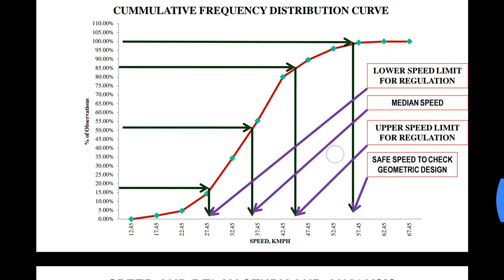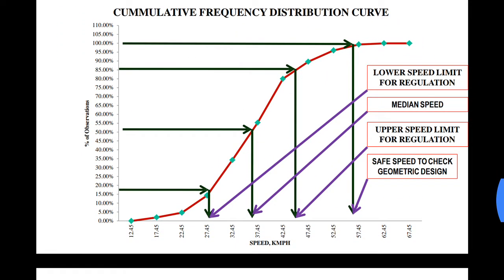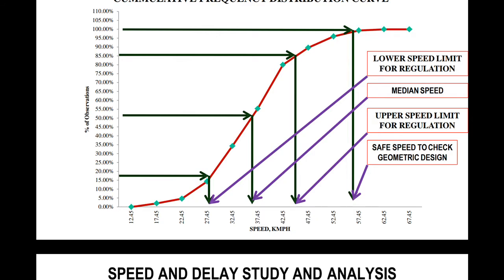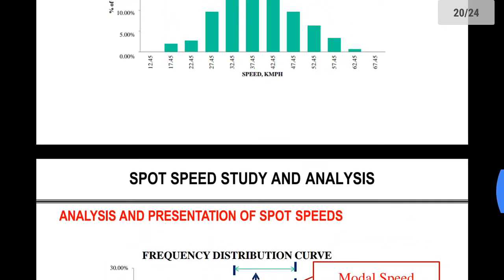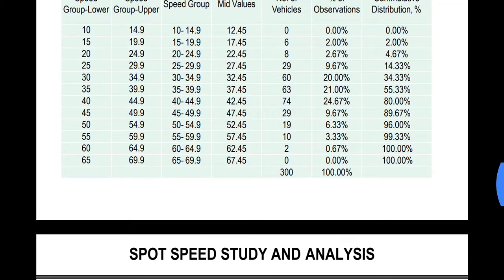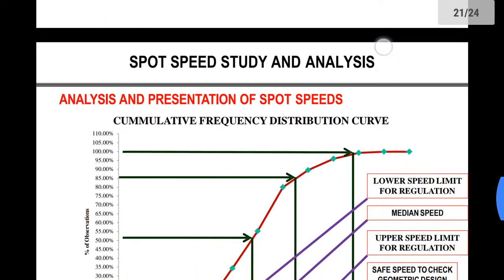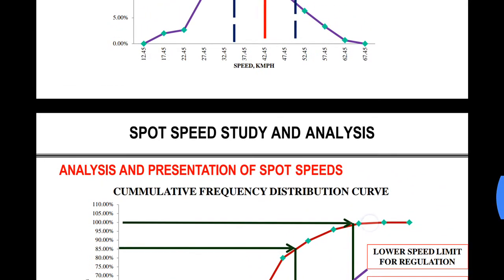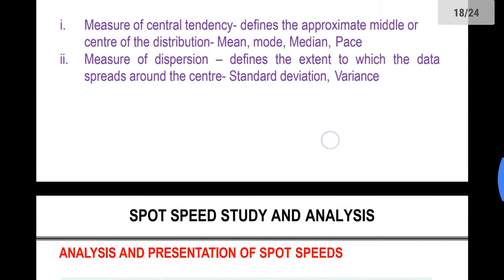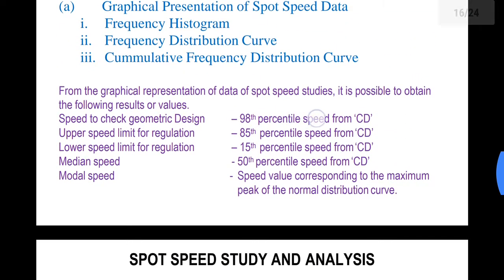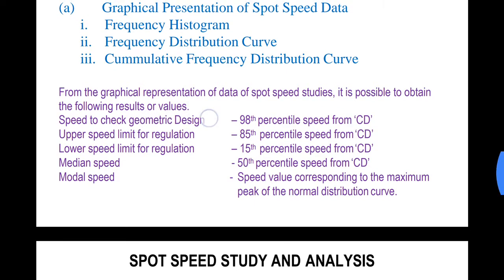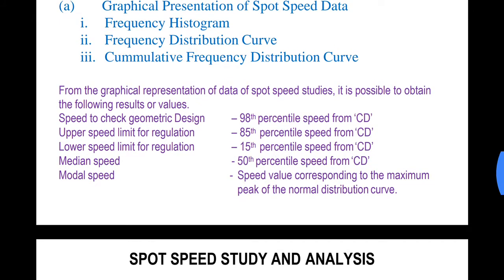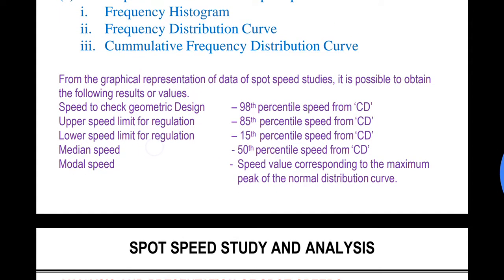Next presentation is using the cumulative frequency distribution curve. Now here what we do is along the x-axis we have the same thing, that is mid speed, but along the y-axis we have the cumulative values. We have these values. Okay, so after plotting this, as I had discussed earlier on, the 98th percentile speed would be the geometric design or the design speed, 85th would be our upper limit, 15th would be lower limit, 50th would be median speed.